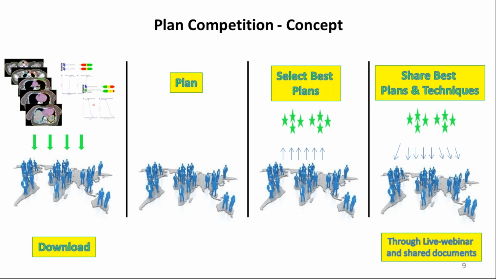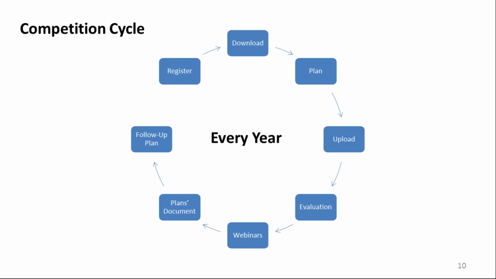Maybe in September we will be able to generate this compiled document that can be considered as a conclusion of our 2016 plan competition. This document will be considered as a reference for every treatment planning system, so that you can use it for future purposes and learn from it. This is the competition cycle.